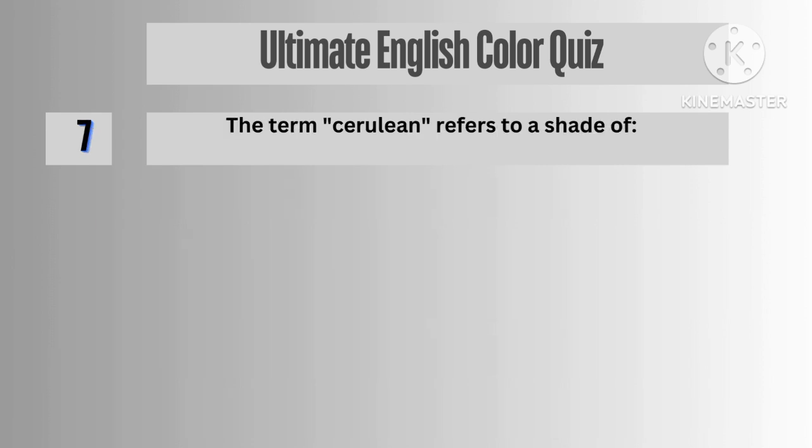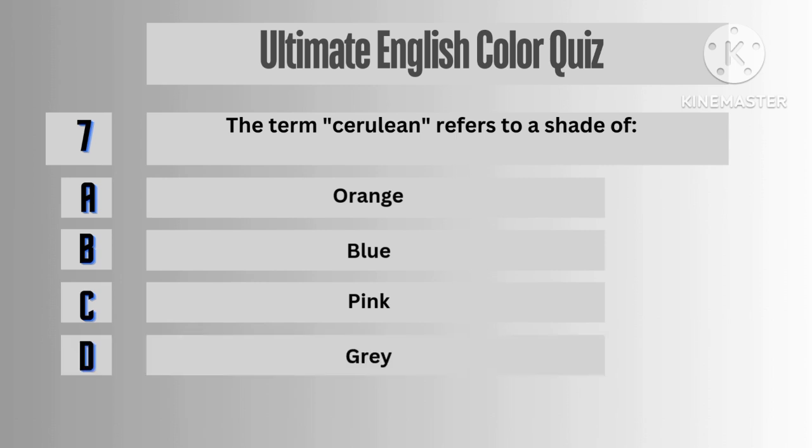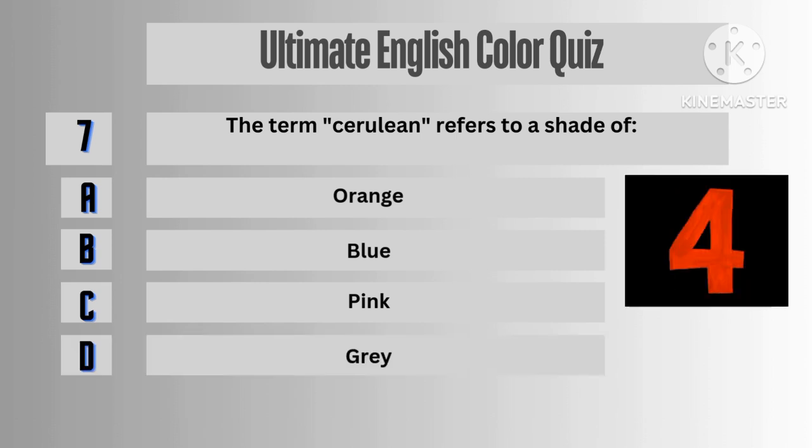Question number 7. The term cerulean refers to a shade of option A orange, option B blue, option C pink, option D gray. 5, 4, 3, 2, 1. Correct answer is B blue.